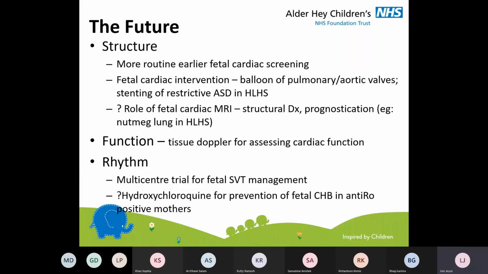Another interesting development is the use of hydroxychloroquine for prevention of fetal complete heart block in known anti-Ro, anti-La positive mothers. So should we routinely give these mothers hydroxychloroquine, starting from about 8 to 10 weeks, so that they can reduce the risk of fetal heart block and cardiomyopathy in later life for such babies? It's a question that needs further discussion.